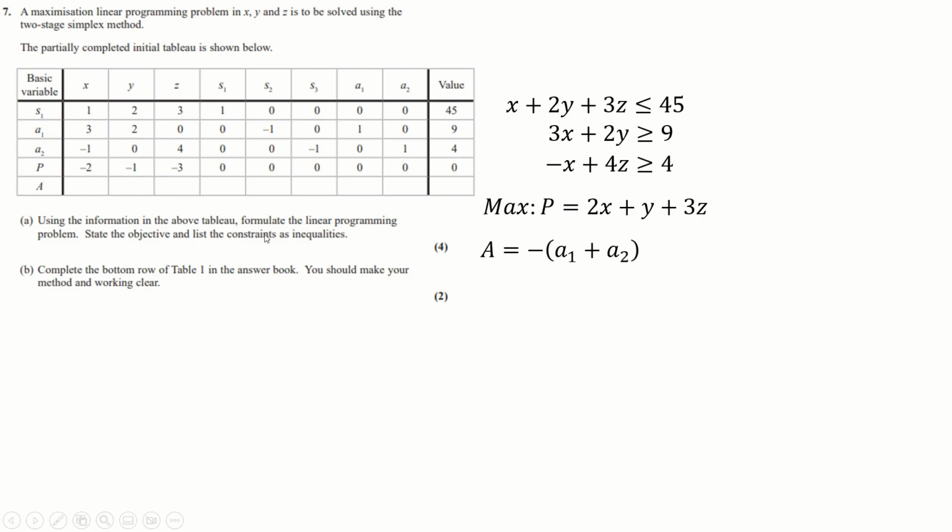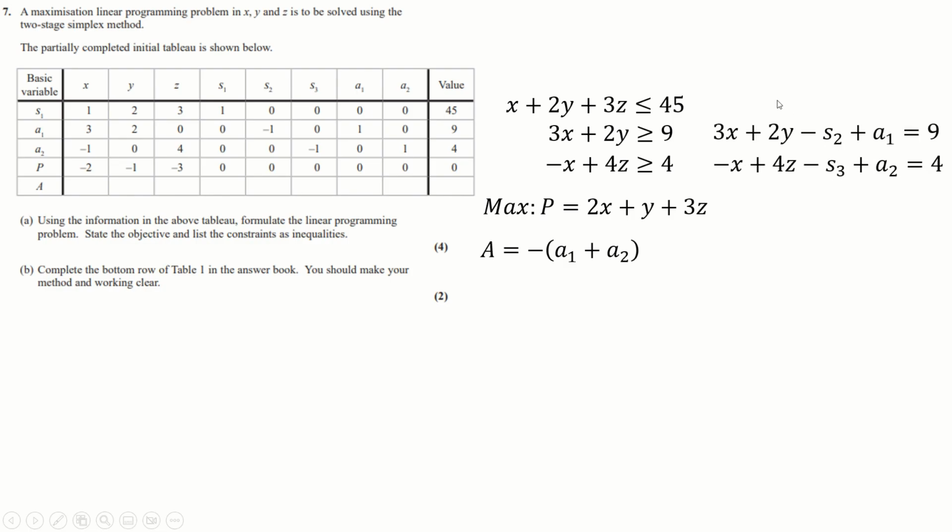So what am I doing next? Oh, okay. So firstly, to fill in this thing here, you need what A is. So A is the two artificials added together with a minus in front. That's just the thing that you do. We can rearrange both of these. Maybe write both of these with the artificials in.